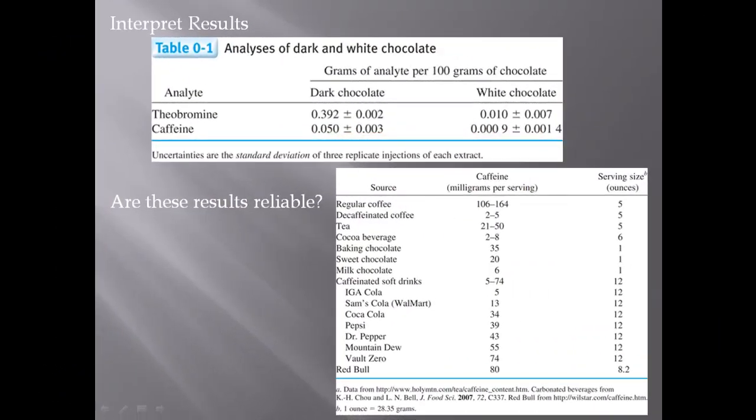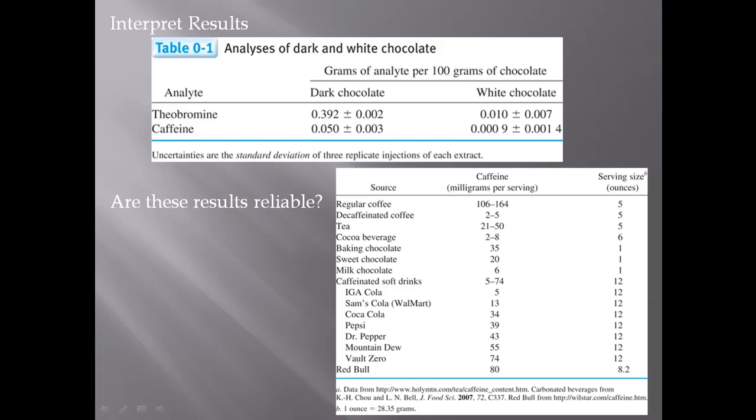The next step in the analytical process is to interpret your results. The table on the top shows the results for the dark and white chocolates that they tested. The quantities found in the white chocolate are only about 2% as great as the quantities in the dark chocolate. You can see that the table also gives you the standard deviation of 3 replicate measurements for each sample. We're going to talk about standard deviation in the next videos, and we're going to talk about accuracy, reproducibility, error analysis, all of that stuff. For right now, let's just concentrate on what they got.